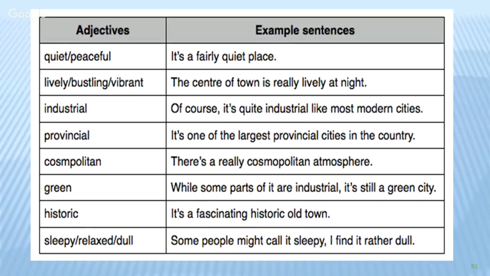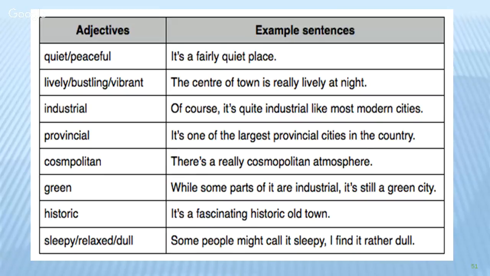Adjectives with example sentences: quiet, peaceful. It's a fairly quiet place. Lively, bustling, vibrant. So these are synonyms. The center of the town is really lively at night. Industrial: of course, it's quite industrial like most modern cities. Provincial: it's one of the largest provincial cities in the country.